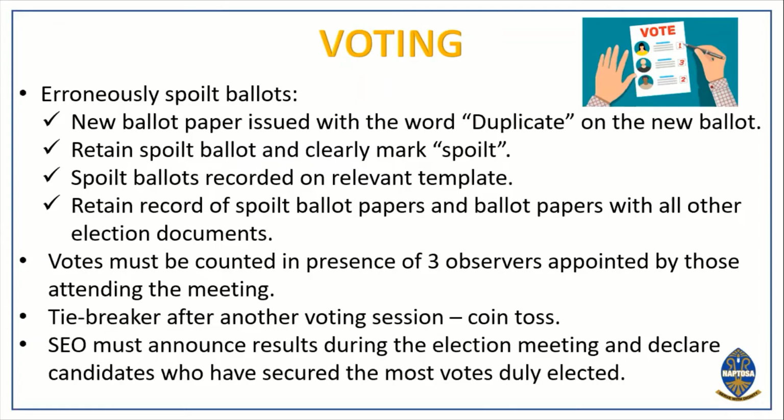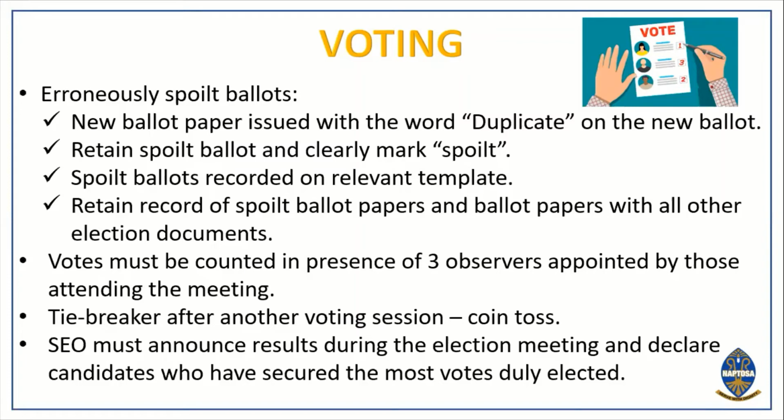The votes must also be counted in the presence of the 3 observers appointed by those attending the meeting. So educators, when you vote for your educator rep, you've got to appoint 3 observers that will observe the counting, and the school electoral officer and the person that they are assisted by will count it in their presence. So you've got observers to make sure that the counting is fair, that it's a transparent process, and that there's no one trying to rig the system or any allegations of rigging the system, as we sometimes have in our IEC elections.